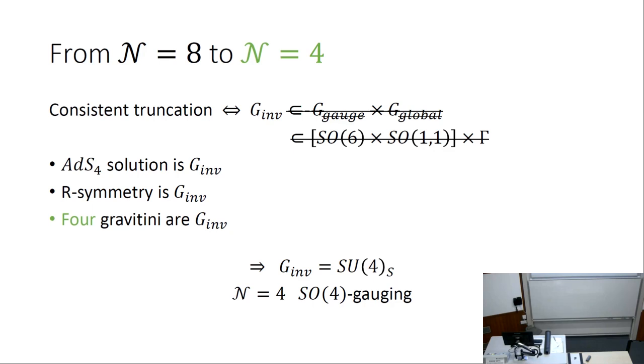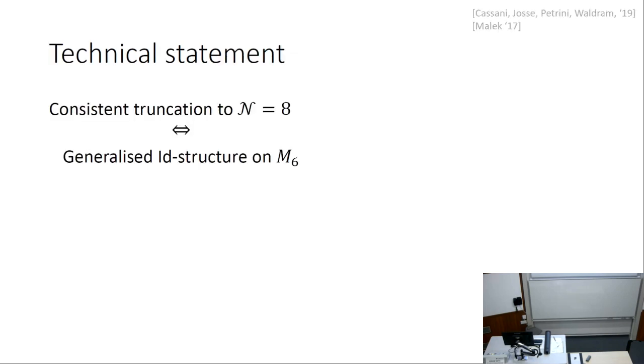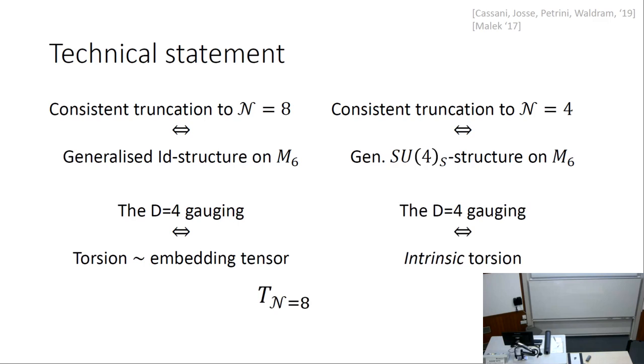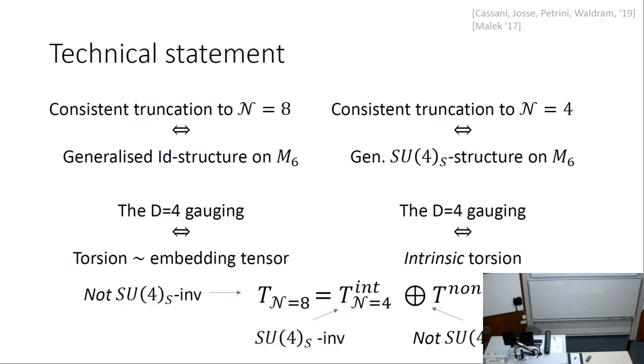And if you do this and you compute all the equations and so on, you realize that you go to an N=4 theory with an SO4 gauging, no vector multiplets, which is quite surprising, and you can even show that this is actually consistent. So I'm running out of time, so I'm going to skip technical statements. But if you're familiar with generalized geometry, the point is just that the N=8 embedding tensor is not SU4 invariant, but the piece which is not SU4_S invariant actually decouples in the N=4 theory.